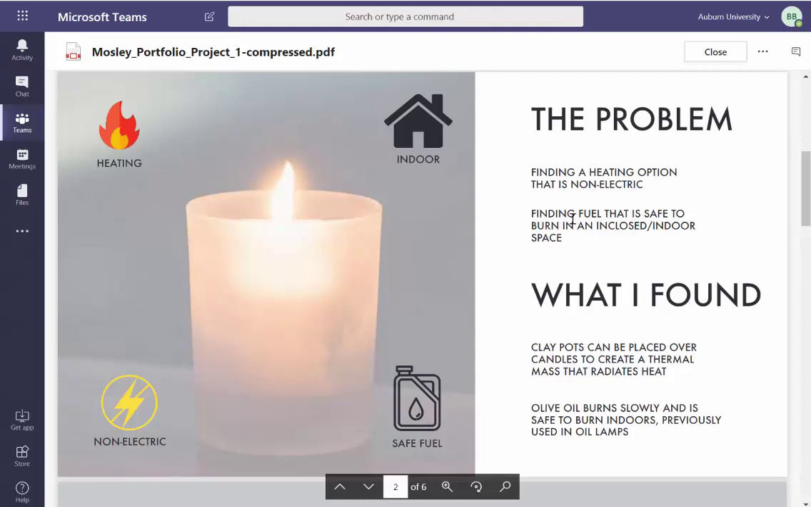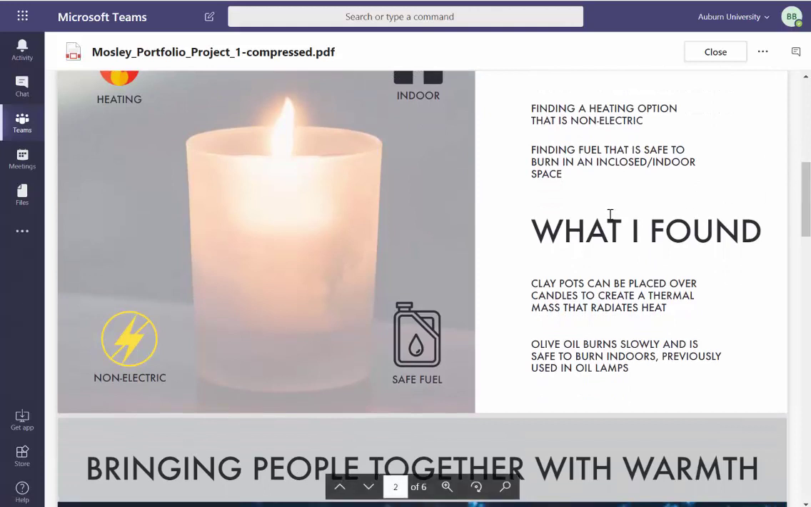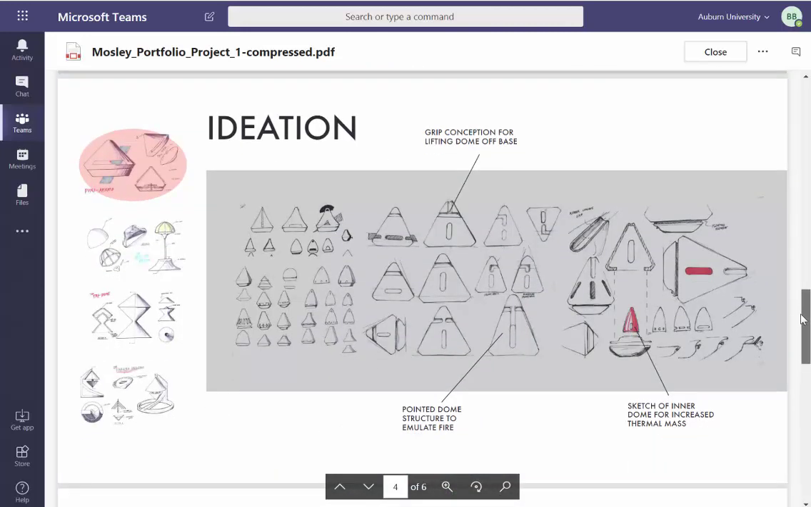Safe fuel, yeah. Clay pots, okay. Burnt oil, okay. I want, like, what is one problem statement, and then what are your design opportunities? Not so much what you found. You can talk about this in the sketch phase. Sketch phase, yeah, these aren't really. It feels like 2 sketch pages.